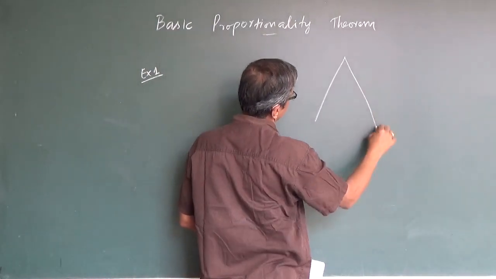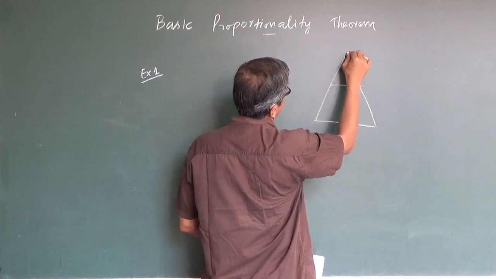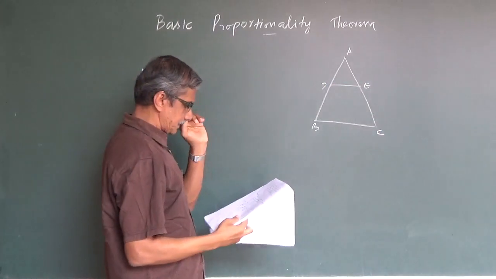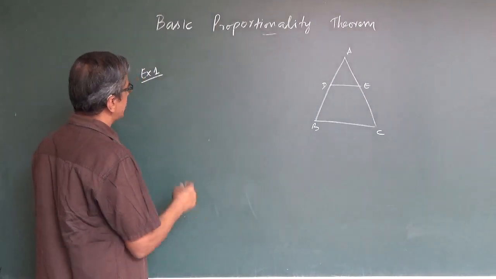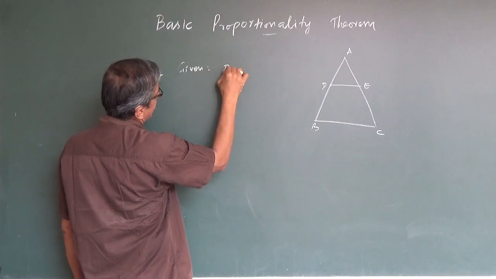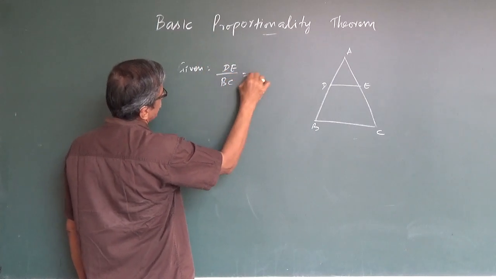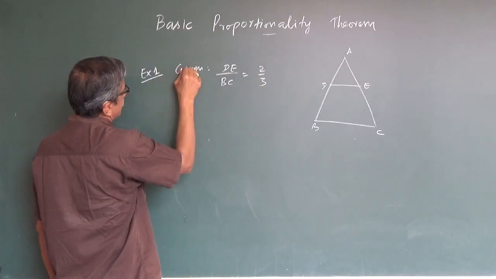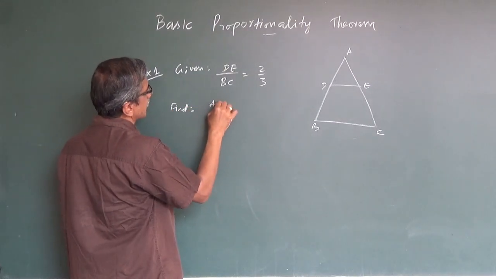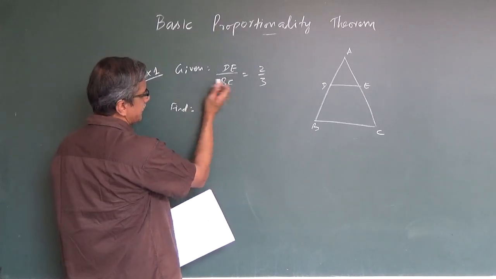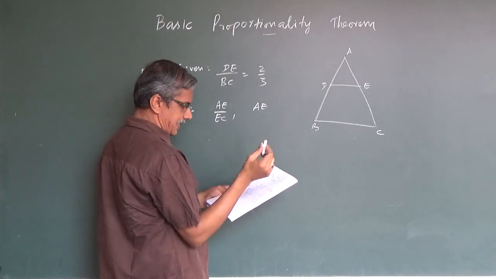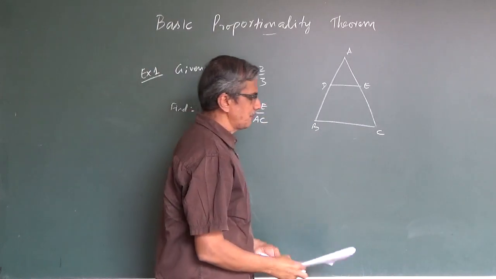In this triangle, DE by BC is 2 by 3. Given is DE by BC is 2 by 3. Find AE by EC, and then AE by AC. You have to find these two.